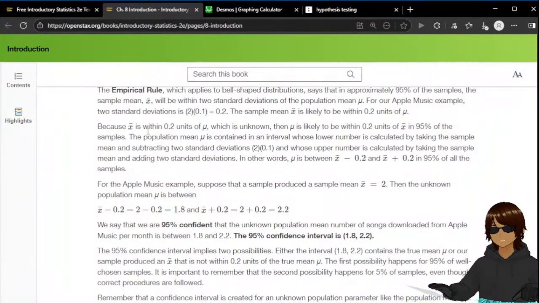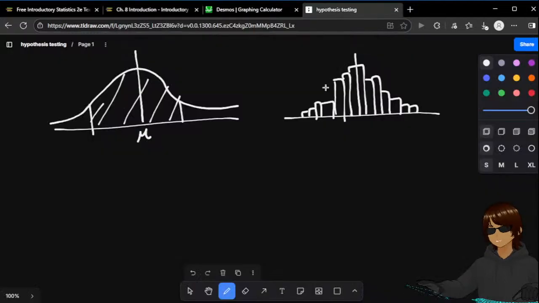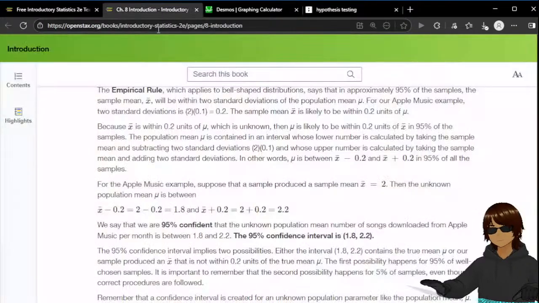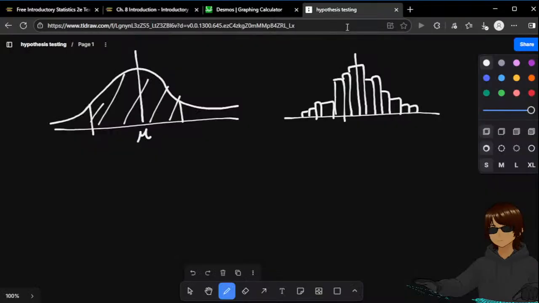X bar is within 0.2 units of mu. So these are all the possible x bars, the histogram for different x bar intervals. So if there's an x bar here, yeah, then mu is likely to be within 0.2 units of x bar in 95% of the samples. So in 95% of the samples, mu would be within 0.2 units.